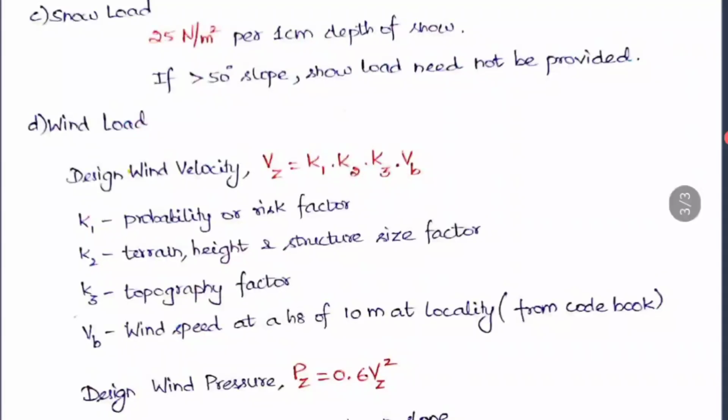All these factors will be in the code book, so based on the region we will be selecting them. Vb is the wind speed at a height of 10 meters at the locality. This is also based on the code book. In the code book, the regions are separated based on the wind velocity, and for each region a value is given for this Vb. We'll just substitute that value here. Then the design wind pressure is equal to 0.6 times this Vz square. So this will be your wind pressure.